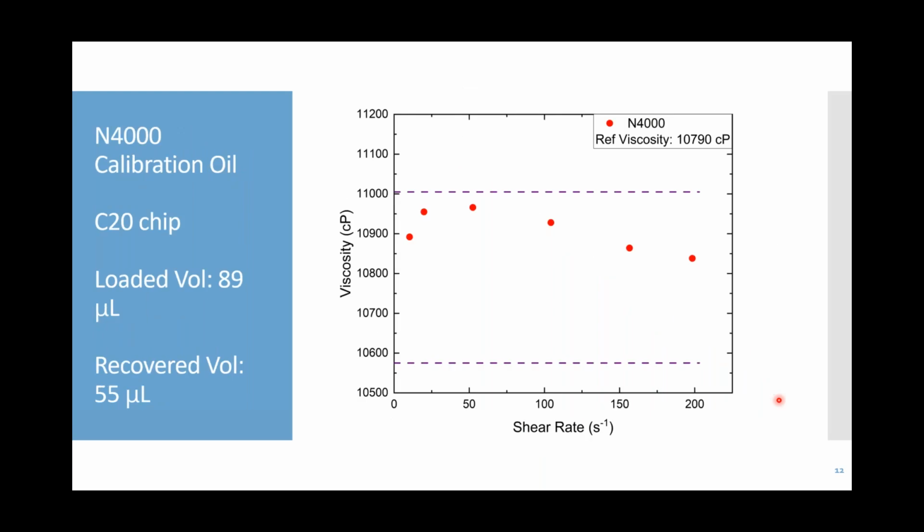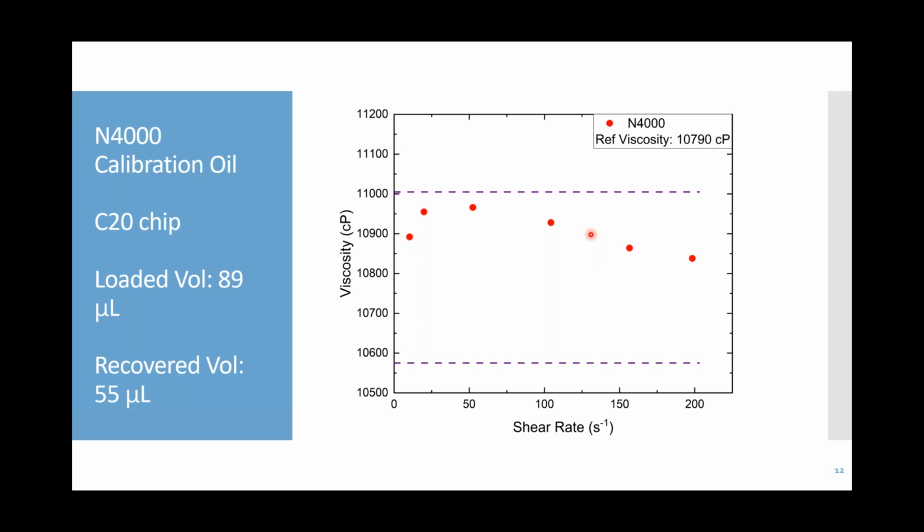Now let's step up and measure something even more viscous, something higher than 2000 and 3000 centipoise. Those can be measured with EO5 or CO5 chips. However, for measuring anything above 3000 centipoise, we need another chip. This graph shows the shear rate sweep viscosity data that we collected with m-VROC 2 and C20 chip for N4000 calibration oil. The lines represent plus and minus 2% of the reference viscosity.